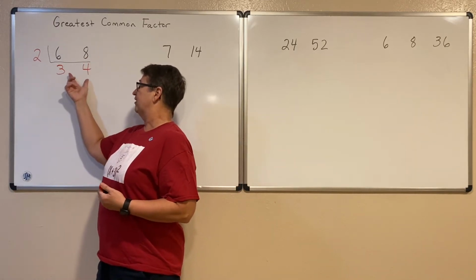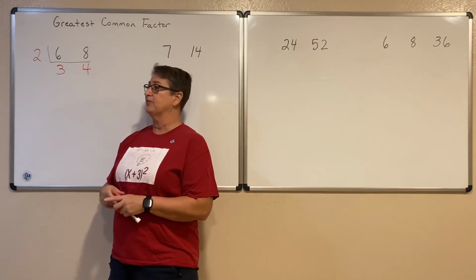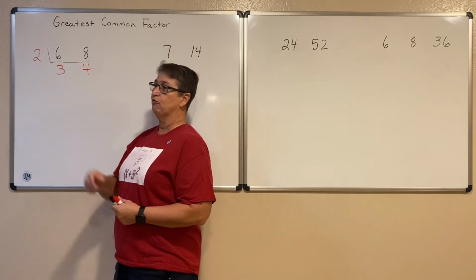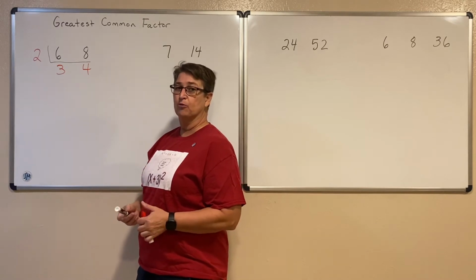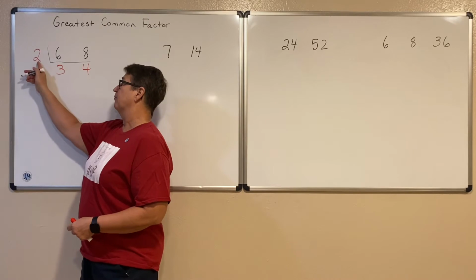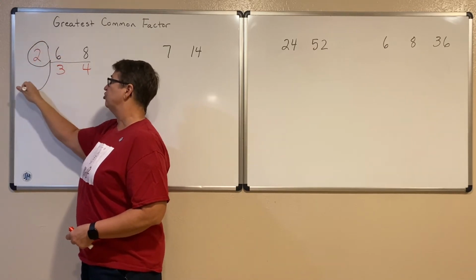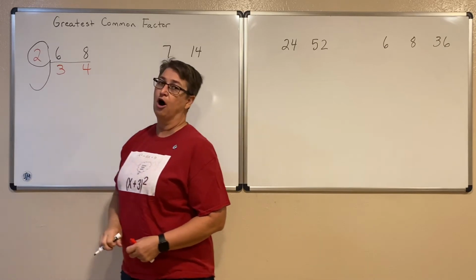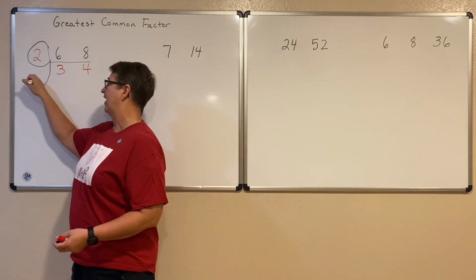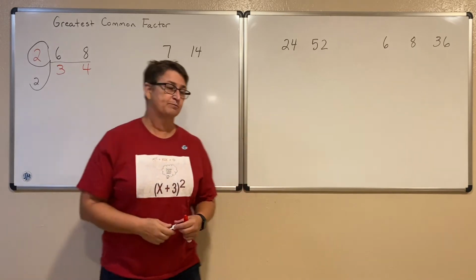I look at 3 and 4, and they don't have a common factor. There's nothing that goes into 3 that also goes into 4. We say that these two numbers are relatively prime. So the only number that went into both of them was 2. 2 is our greatest common factor. It's the only one they have, so 2 is the number that goes into both of those.